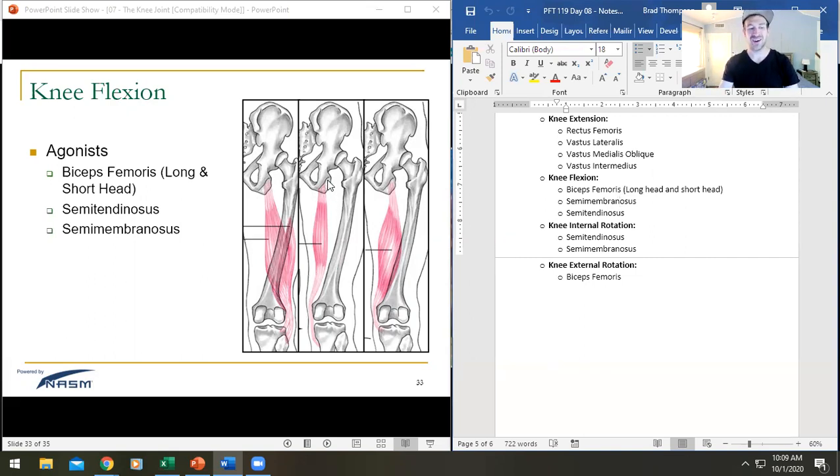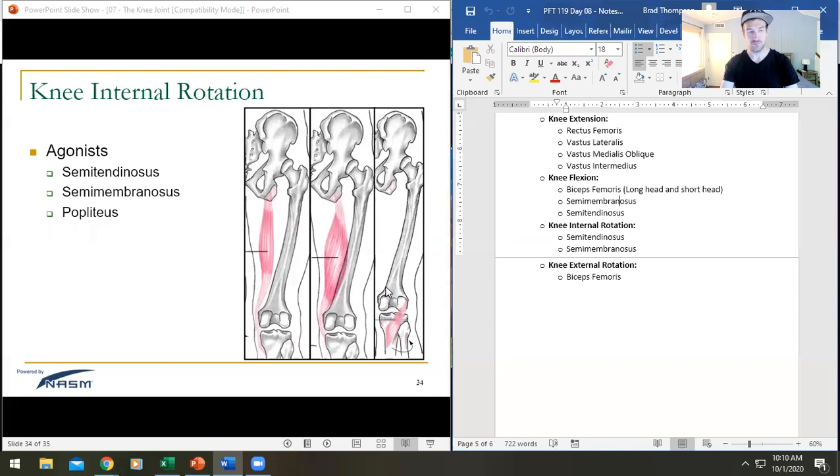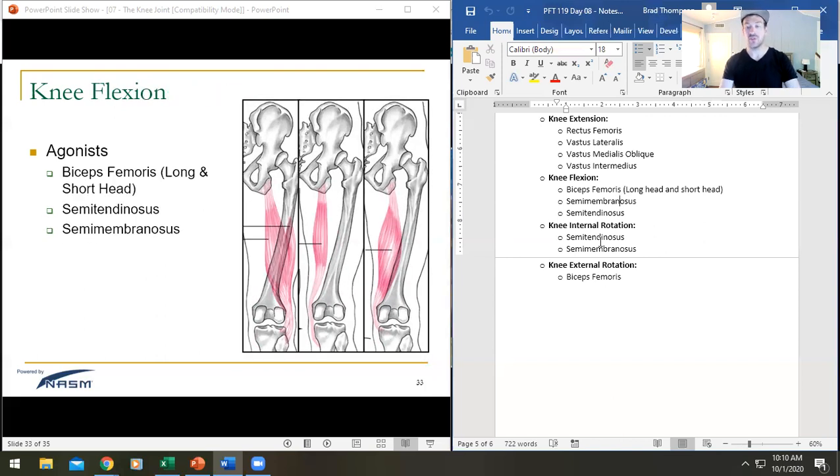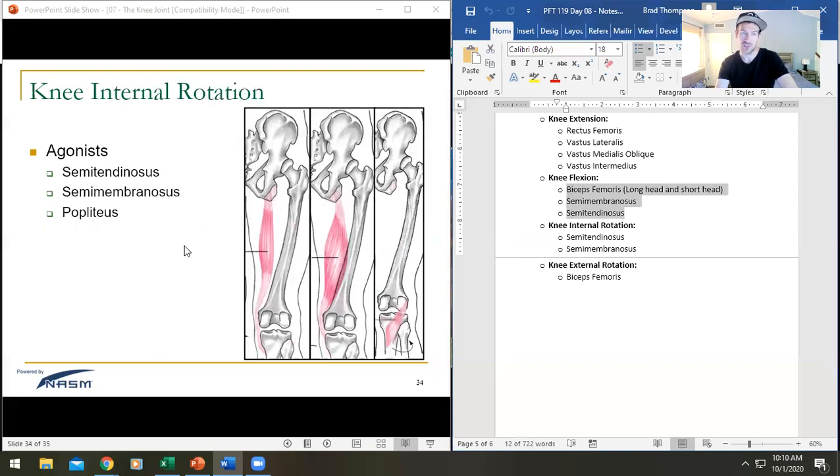Then we've got our semimembranosus, which is here, and semitendinosus, which is here. And that's running from the same spot, but it inserts on the inside of the thigh instead of the outside. So from the knee extension standpoint, you've got your quads.